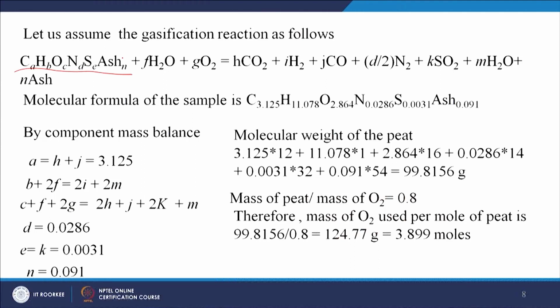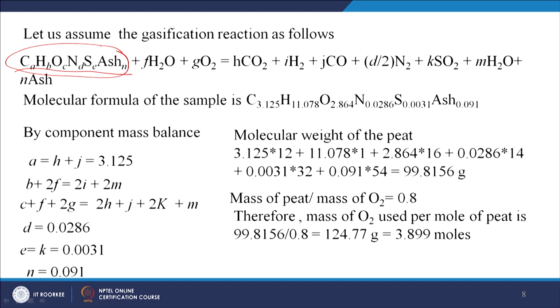Now, we have to see what will be the composition of the syngas. For that we will be assuming a generalized expression which is used to represent the gasification of some carbonaceous feedstock. Here we see Ca, Hb, Oc, Nd, Se, Sn. This is the general formula of the peat sample.